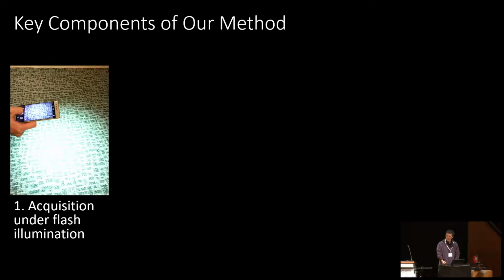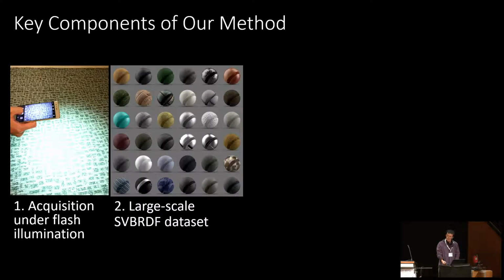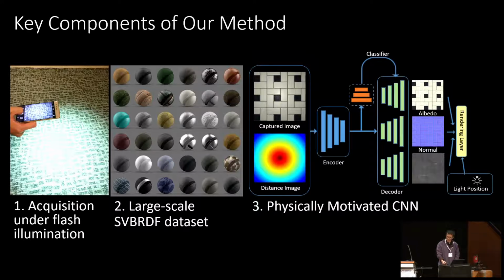So how can we capture complex materials with little effort? Three components can make it possible. First, a lightweight image acquisition using the flashlight. Second, a high-quality spatially varying BRDF dataset. And third, a physically motivated CNN architecture which is customized for spatially varying BRDF reconstruction. We will go through the three components step by step.